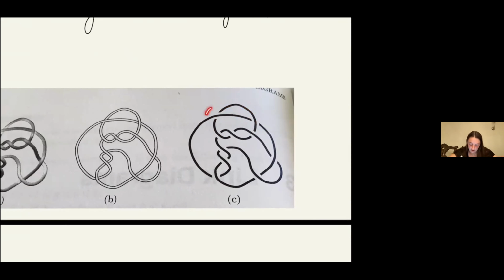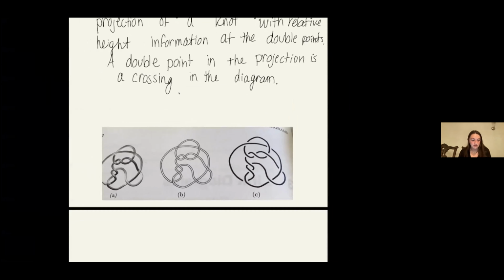And this area right here is considered the crossing, and it's really important to know a lot about the crossings just because it helps us with different knot invariants, specifically also tricolorability. It's going to help us a lot when we actually have to color the knot. So a little example of that.